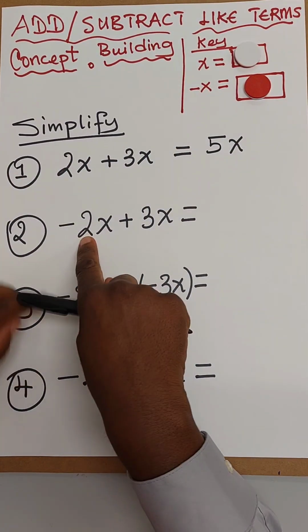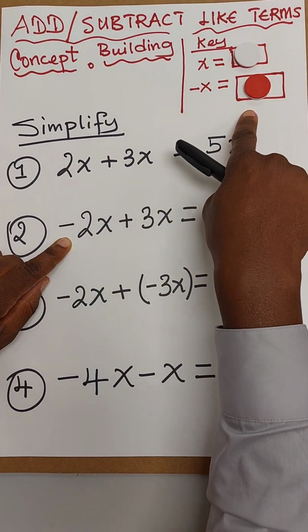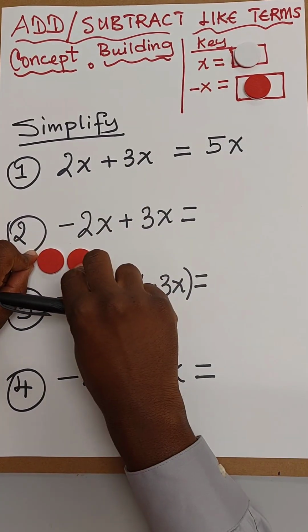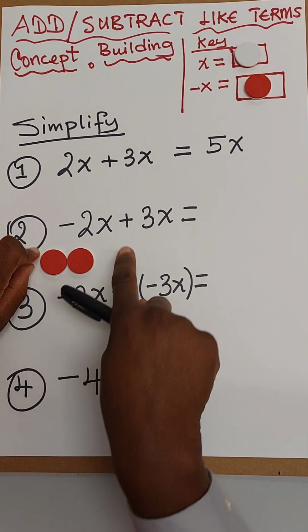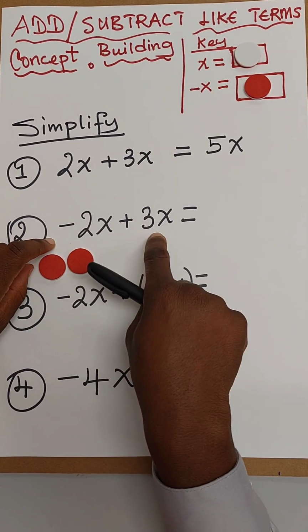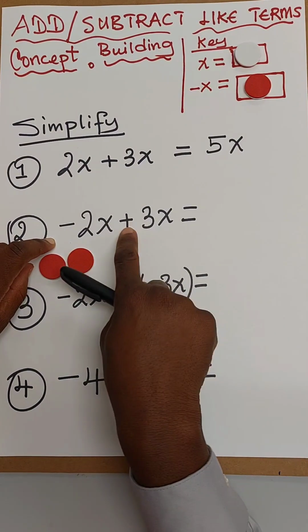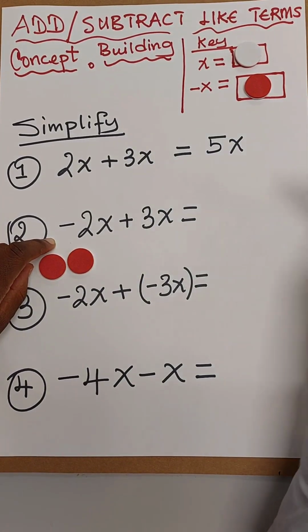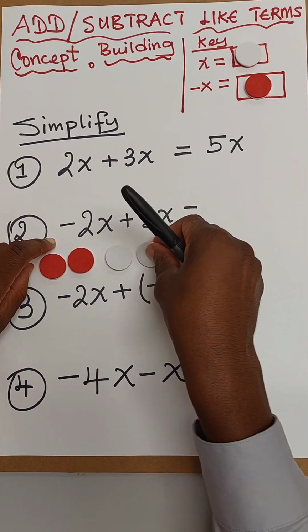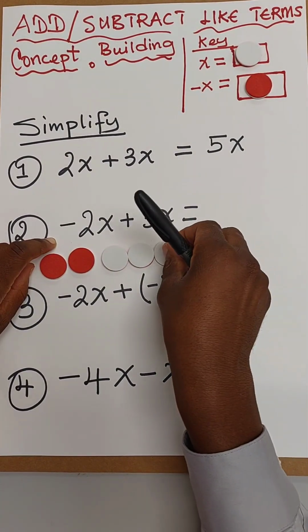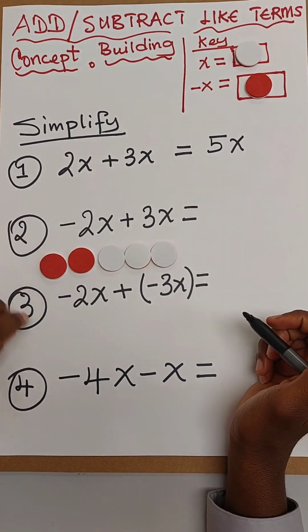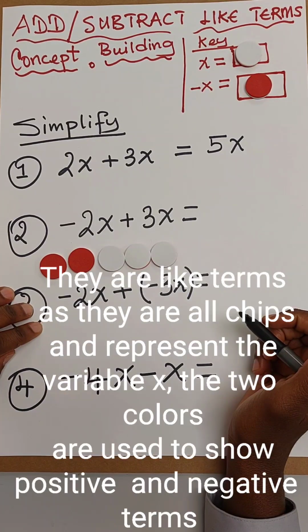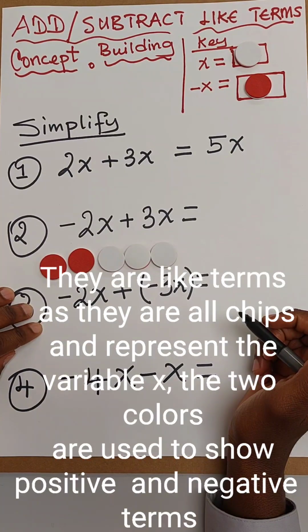Second problem says negative 2x. So it is asking for the red chips, 2 of them. I get my red chips here, 2 red chips. Now it is asking for 3 white chips because it says plus 3 of the white chips. The white chip is a positive one, so plus 3 of the white chips. Okay, so we have a combination of 2 red chips and 3 white chips.